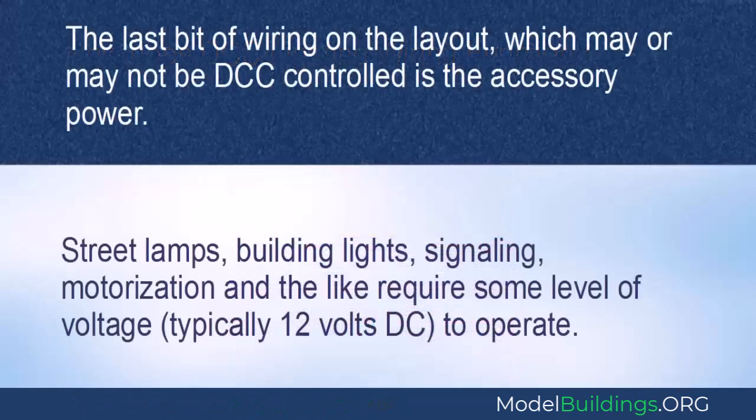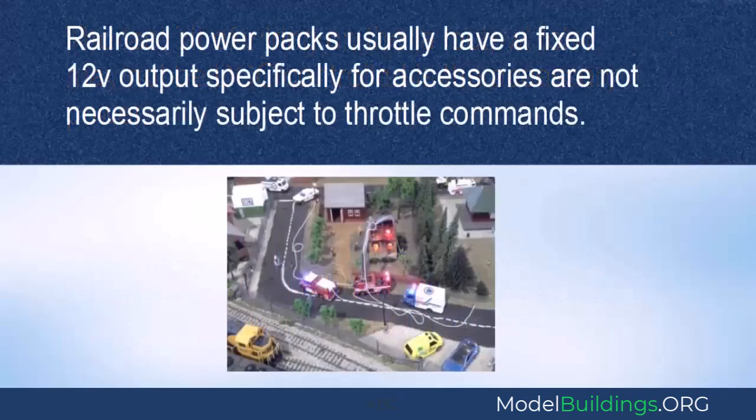The last bit of wiring on the layout, which may or may not be DCC controlled, is the accessory power. Street lamps, building lights, signaling motorization, and the like require some level of voltage, typically 12 volts DC, to operate. Railroad power packs usually have a fixed 12-volt output specifically for accessories, and are not necessarily subject to throttle commands.